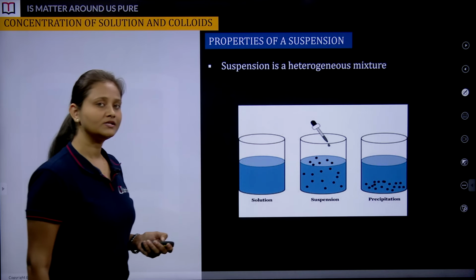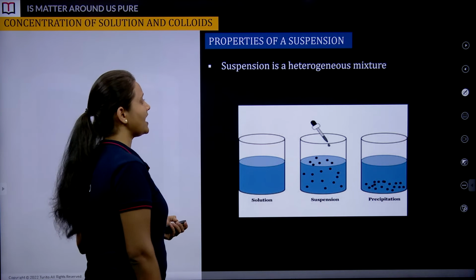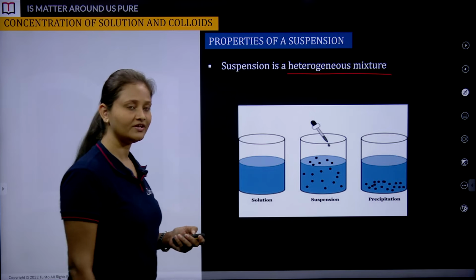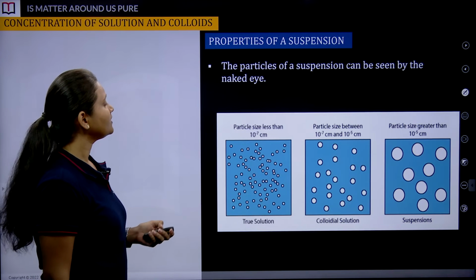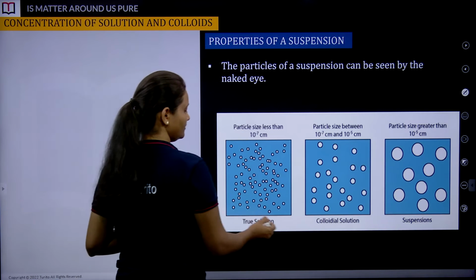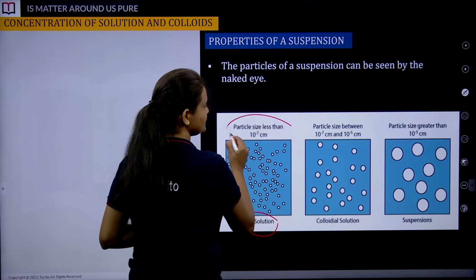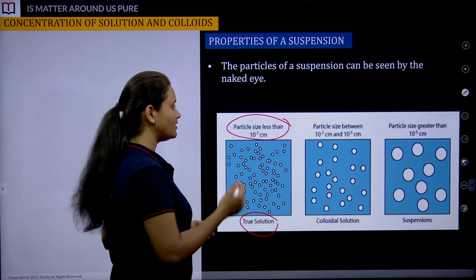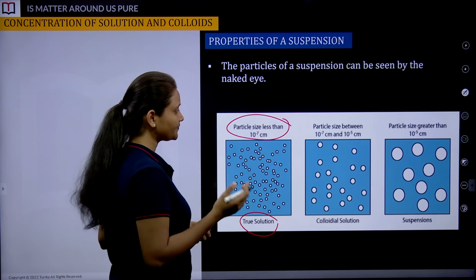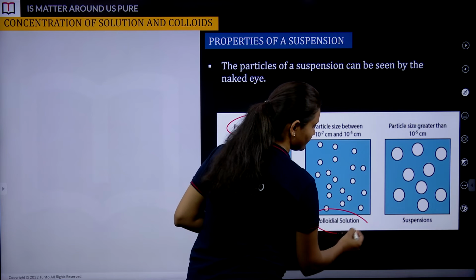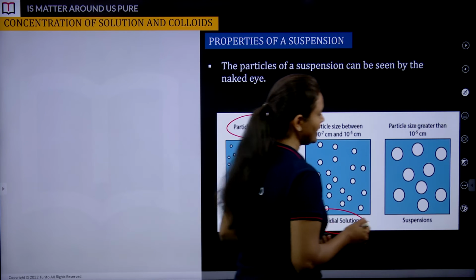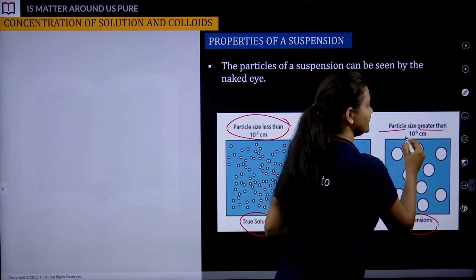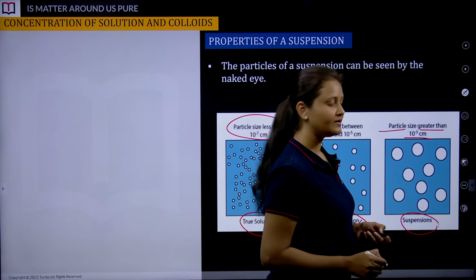So let's try to understand what different properties suspension has. Suspension is a heterogeneous mixture. Of course, that's what we have studied just now. Then we have particle size. In a true solution, particle size is less than 10 raised to minus 7 centimeter, like less than 1 nanometer. As of now, just avoid colloidal solution. Here, let's talk about the suspension. Particle size is greater than 10 raised to minus 5 centimeter.